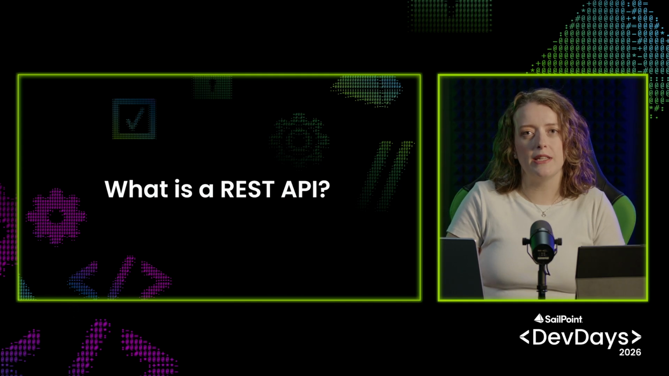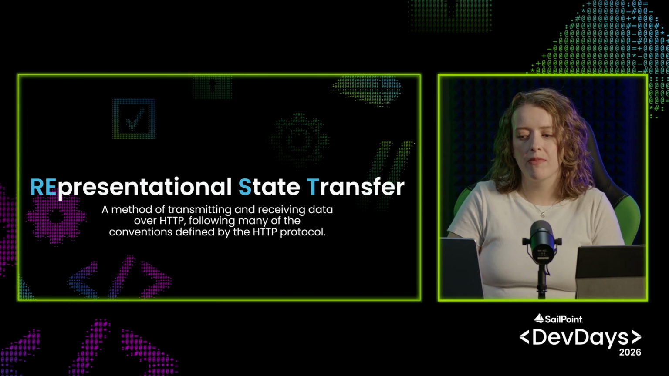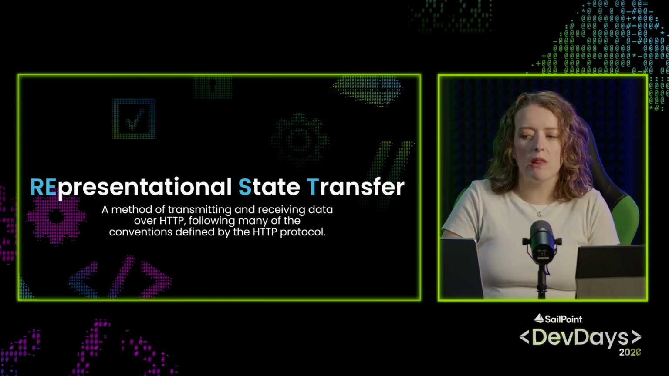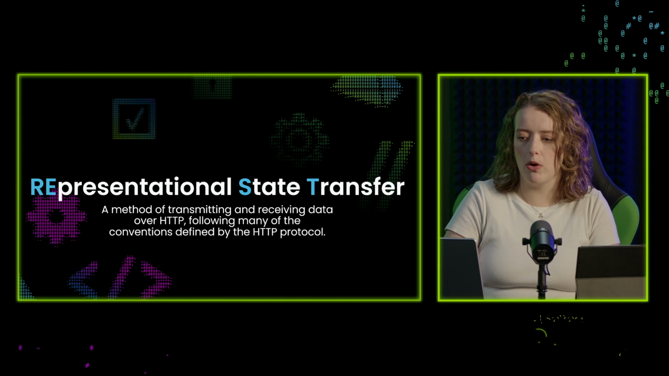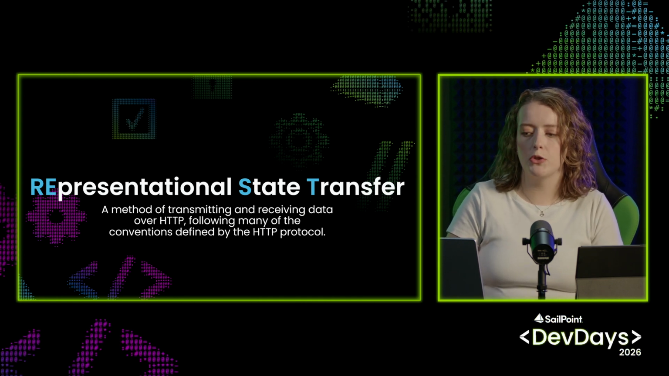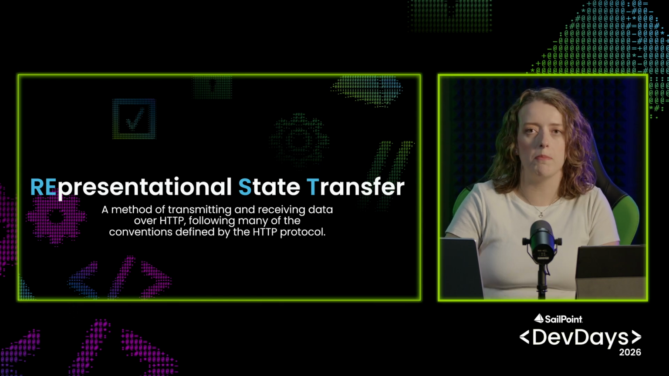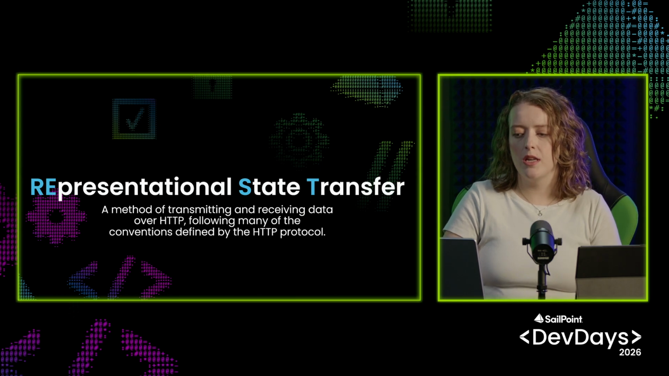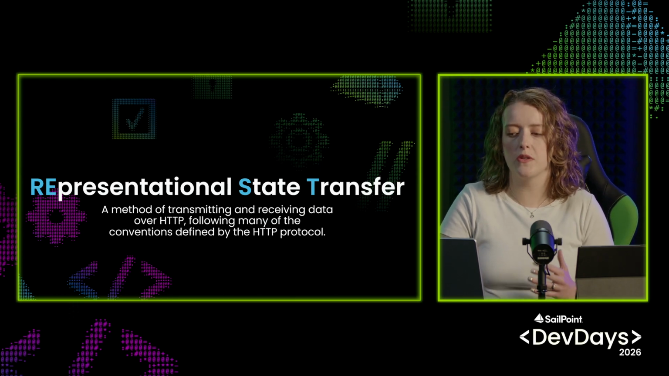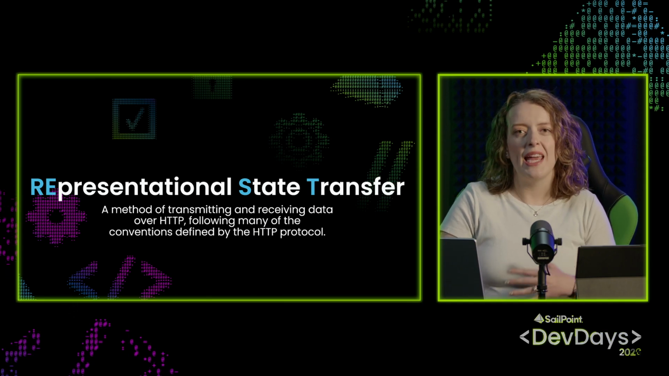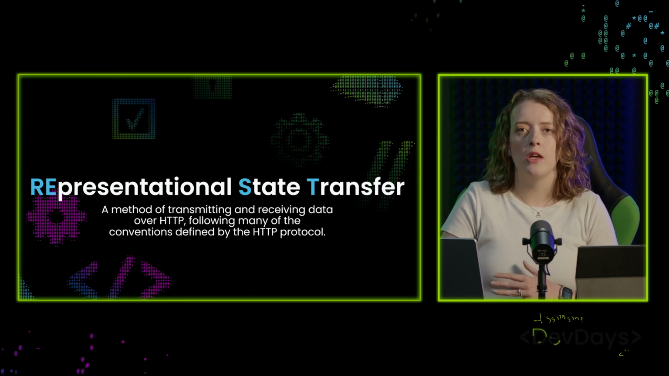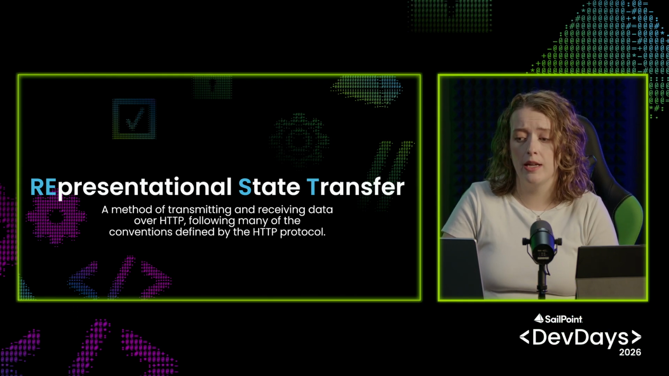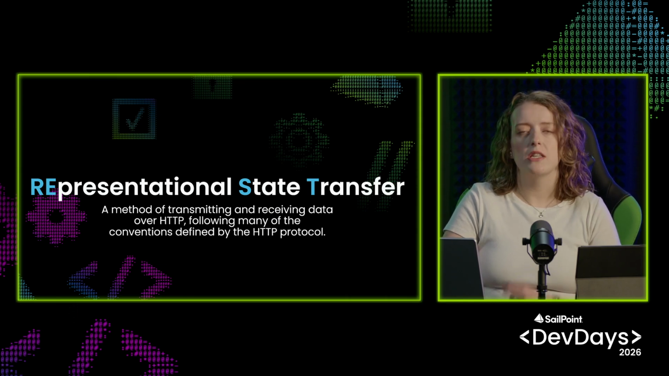So what actually is a REST API? REST stands for Representational State Transfer, which is a very long name for something that's actually fairly simple. A REST API is a method of transmitting and receiving data over HTTP, following many conventions defined by the HTTP protocol. HTTP is the same protocol that your browser uses every time you load a web page. So, in a sense, you've been using HTTP your entire internet life, and APIs just give you direct access to it. The key word in this definition is conventions.